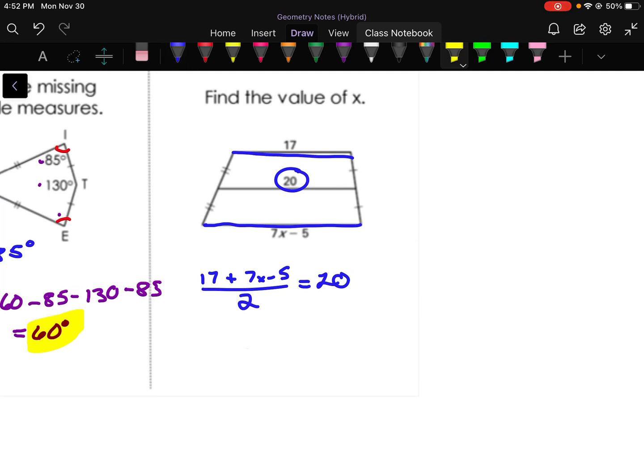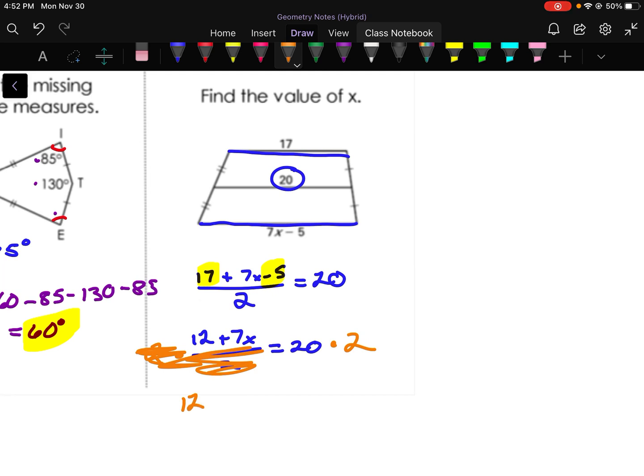I don't care how you start this. I personally would probably combine like terms here and here. So 17 minus 5 is 12. So 12 plus 7x divided by 2 equals 20. The next thing I personally would do is get rid of this fraction. So we can multiply this side by 2 and that side by 2, and it gets rid of this. And leaves me with 12 plus 7x equals 40.